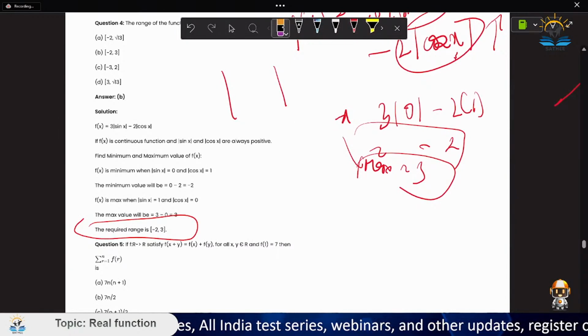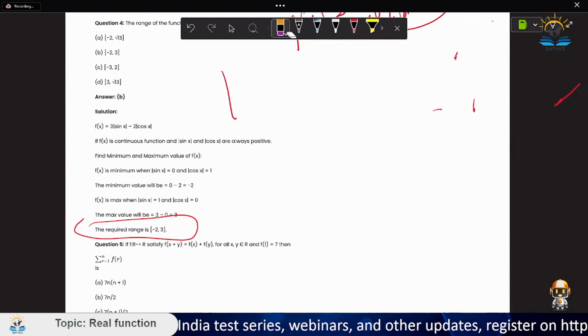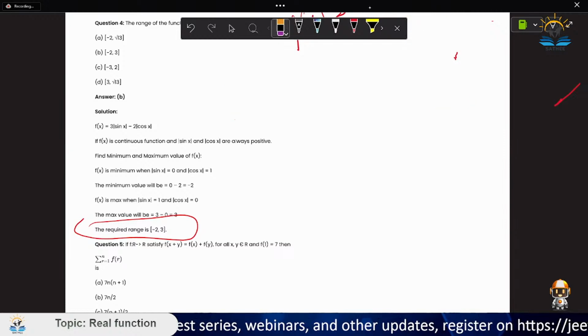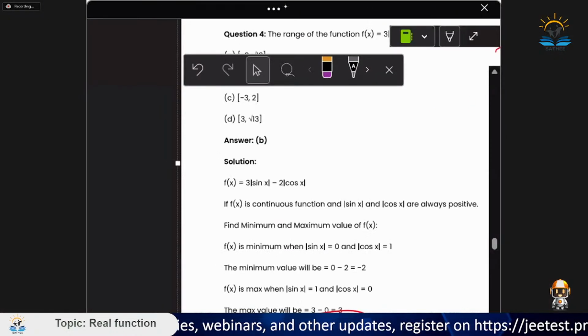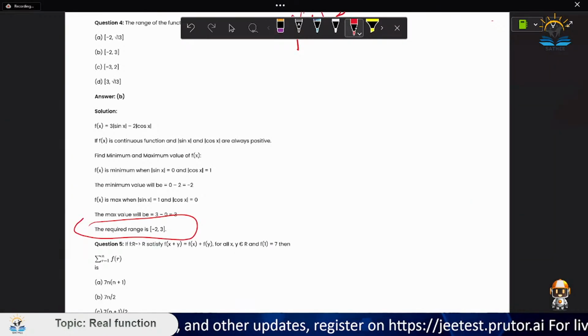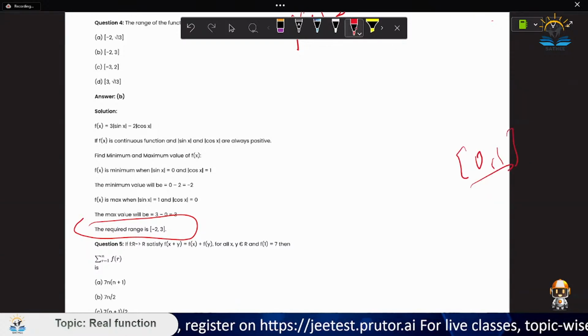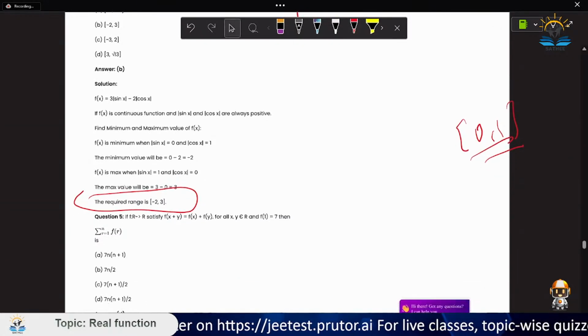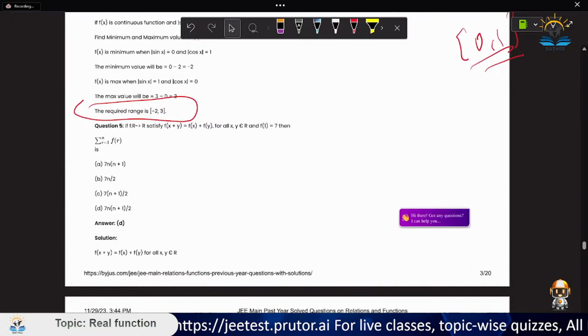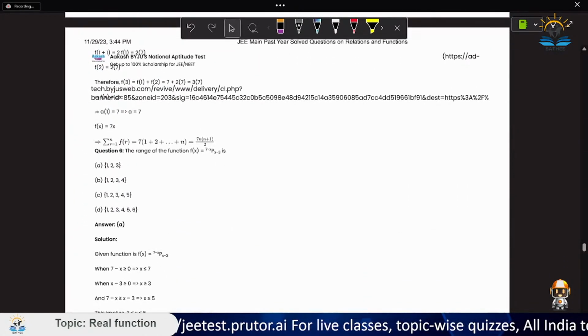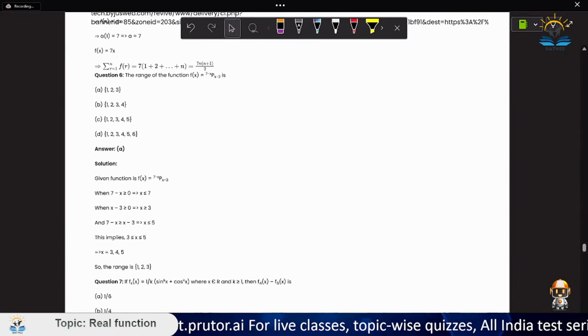It was a comparatively easy question because here the range of the absolute functions of sin x and cos x is 0 to 1. So these were all about positive range, right? So we can easily solve this question and get our values out of it. Let's take another question. Yeah, this is easy.